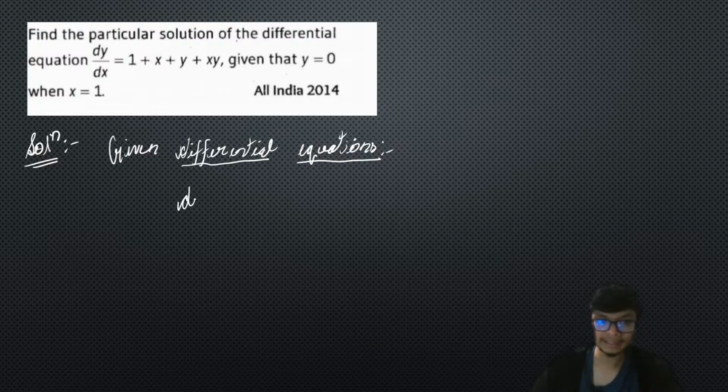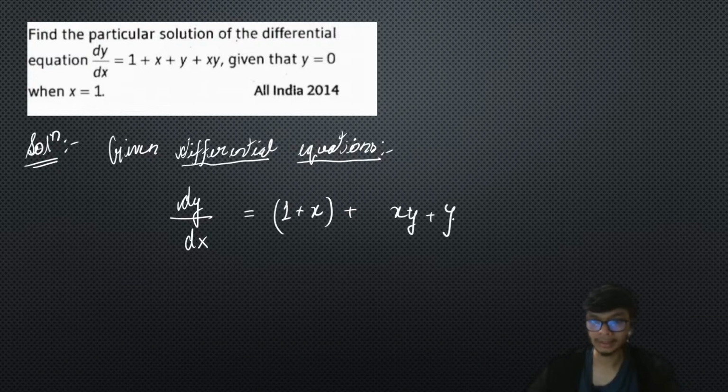So first of all, you will write the given differential equation that is mentioned in the problem. So your differential equation is given as dy by dx is equal to 1 plus x plus xy plus y. Now looking at this problem, you have no clue on how to proceed, right? Also, you have to mention the given conditions, like y is equal to 0 when x is equal to 1, which is called the boundary value problem.